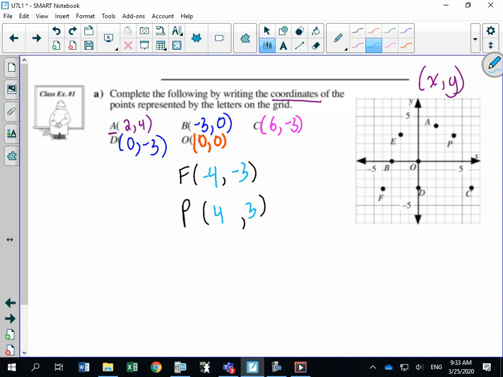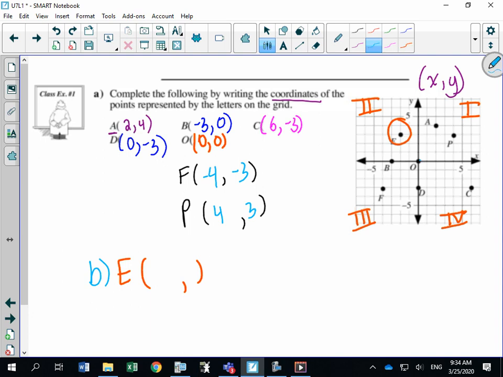B says write the coordinates of the points. Write the coordinates of the point in the second quadrant. So let's go ahead and label our quadrants. Quadrant 1, quadrant 2, quadrant 3, and quadrant 4. And B says, what is the coordinate of the point in the second quadrant? That would be E.